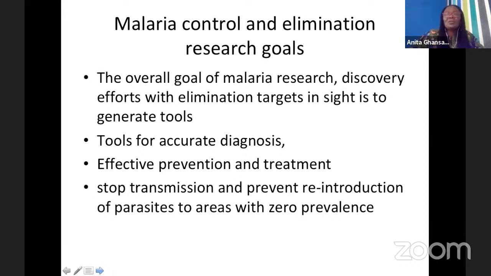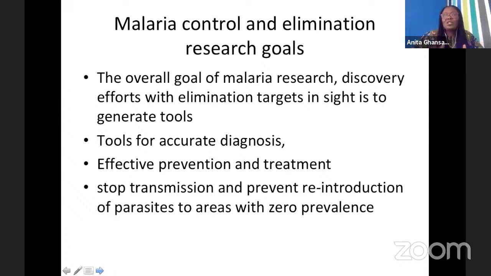So for malaria control and elimination, basically we are targeting malaria elimination and ultimate eradication. Our goal is to come up with new tools that will be useful for diagnosis, for prevention and treatment, and for stopping transmission or preventing reintroduction of parasites in areas with zero prevalence. So as we are controlling the malaria parasites and the vectors, and we get to elimination, what we are expecting is very, very low transmission. And when we get to the zero prevalence, that will be eradication.